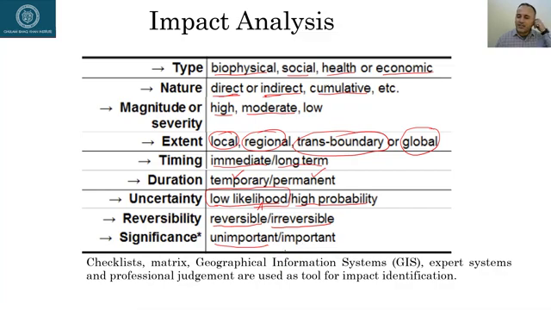Are they significant? From significant means, are these events important or less important? Now, checklist, matrix, geographical information system, expert systems, and professional judgment are used as tools for impact identification. So we use all these tools, including professional judgment, for impact identification.